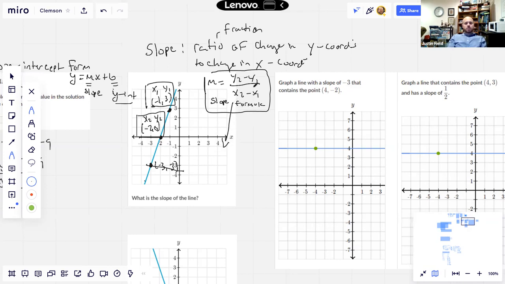Okay, so going down here, y2 is 0, y1 is 3, x2 is -2, and x1 is -1, so minus -1. All right, 0 minus 3 is -3. -2 minus -1, well, I'm going to rewrite that as -2 plus 1, which is -1. -3 divided by -1 is +3. The slope of this line is +3.